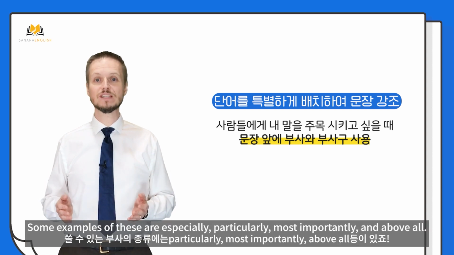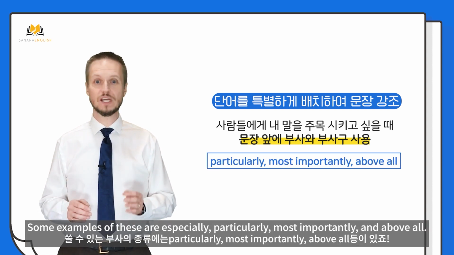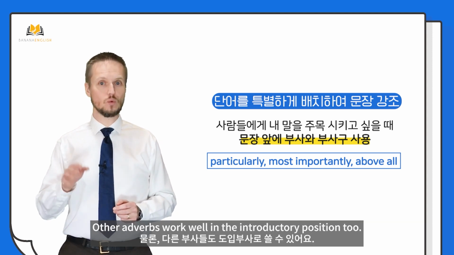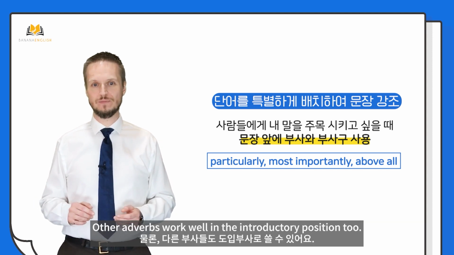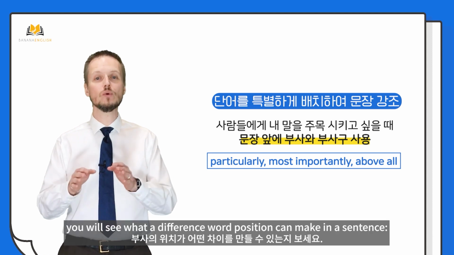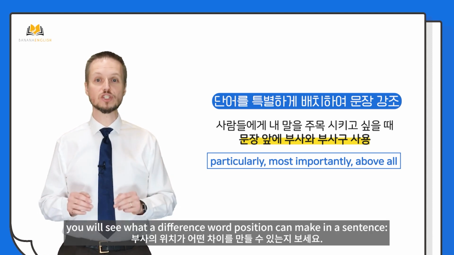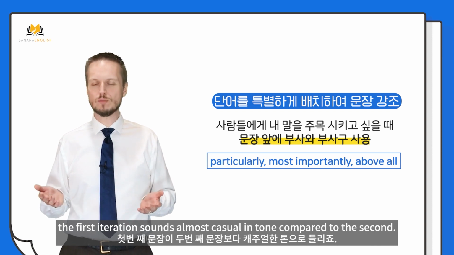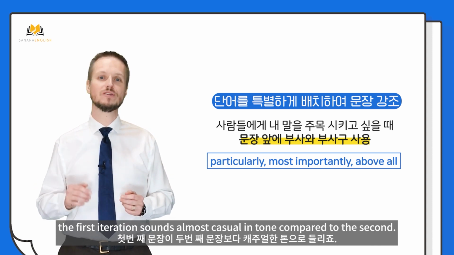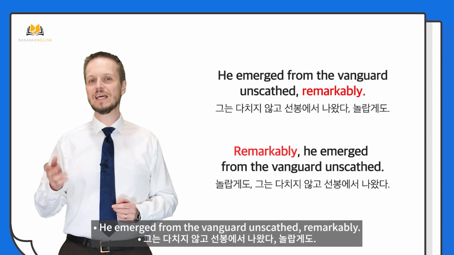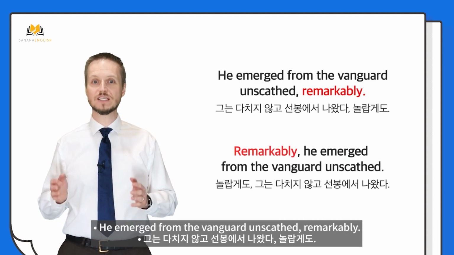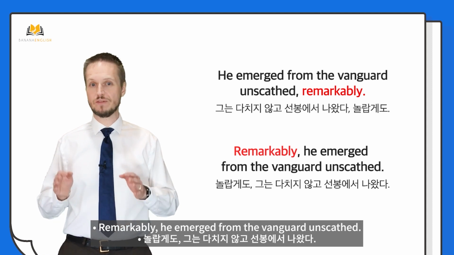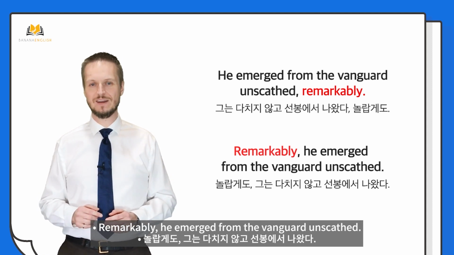Some examples of these are especially, particularly, most importantly, and above all. Other adverbs work well in the introductory position too. In the example below, you will see what a difference word position can make in a sentence. The first iteration sounds almost casual in tone compared to the second. He emerged from the vanguard unscathed, remarkably. Remarkably, he emerged from the vanguard unscathed.